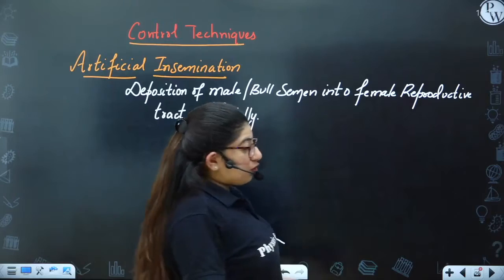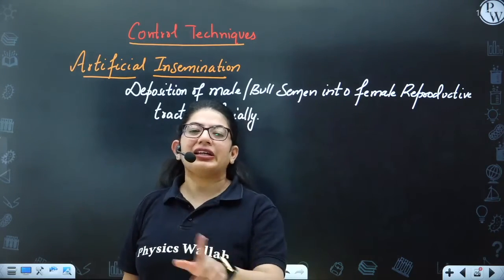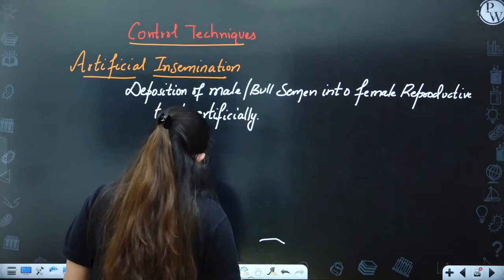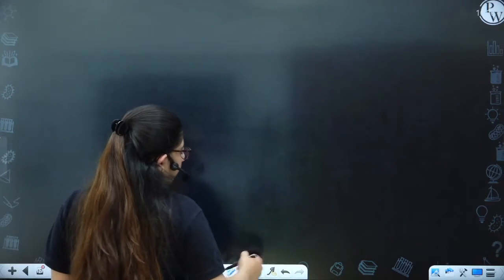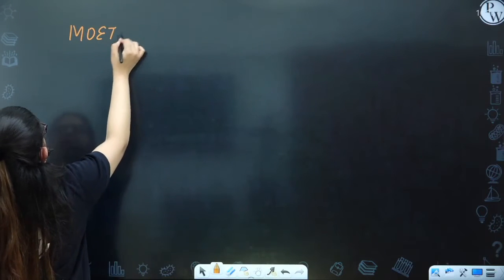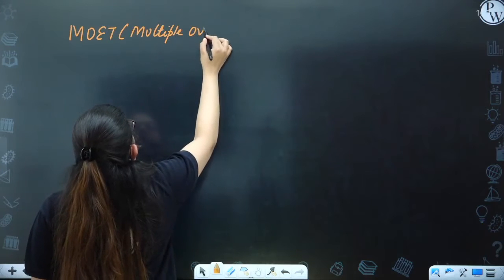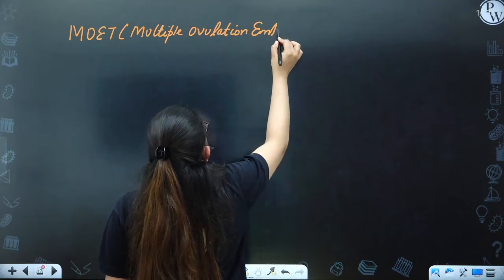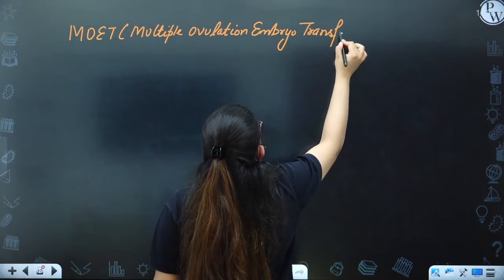All right. So you must be thinking, ma'am, this one we have also done in reproductive health. Absolutely correct. This is the same. Another technique is MOET. That's a very important technique because that's a topic from where a question can arise. MOET, multiple ovulation embryo transfer. So what is this technique?